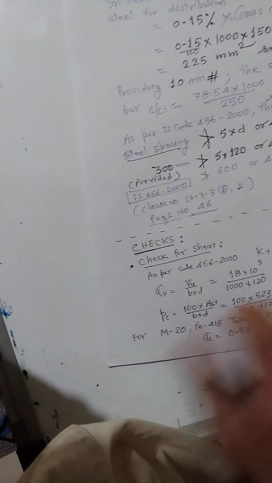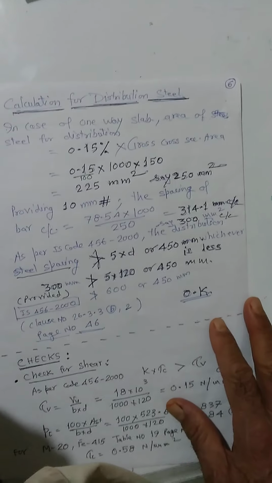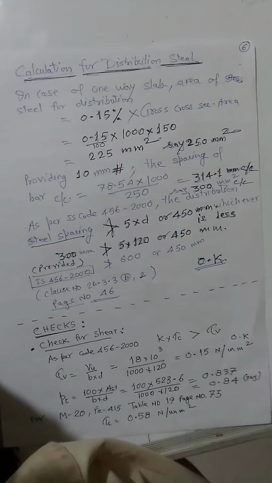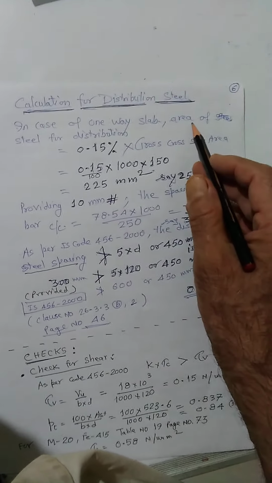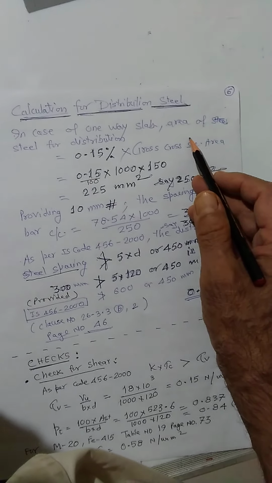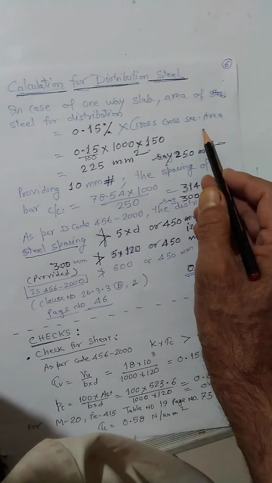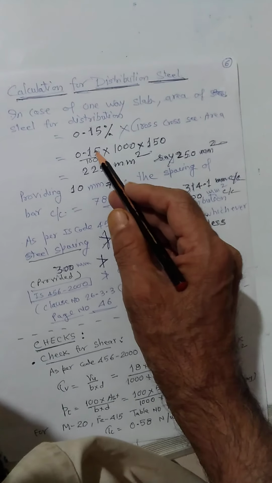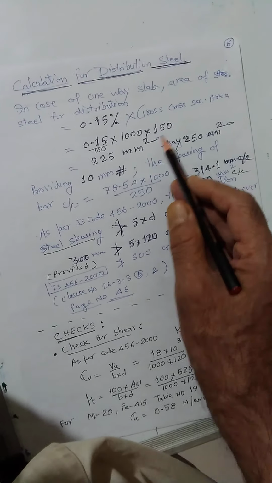So our design is of course going to be safe. Now, once this main reinforcement has been calculated, we have to go for the distribution steel. As per the IS code, distribution steel will be 0.15% of gross cross-sectional area, 0.15% of B into capital D.